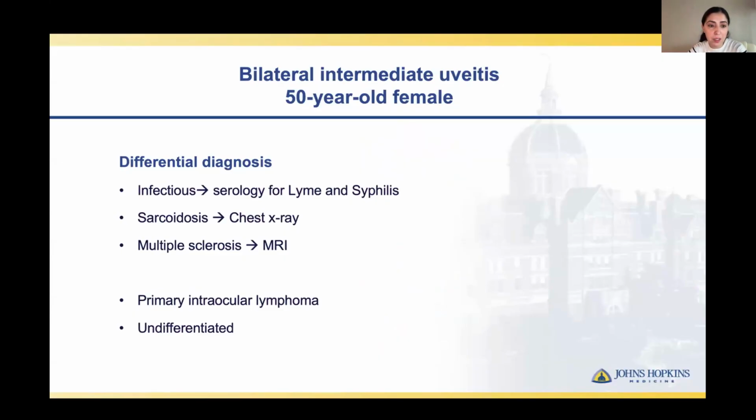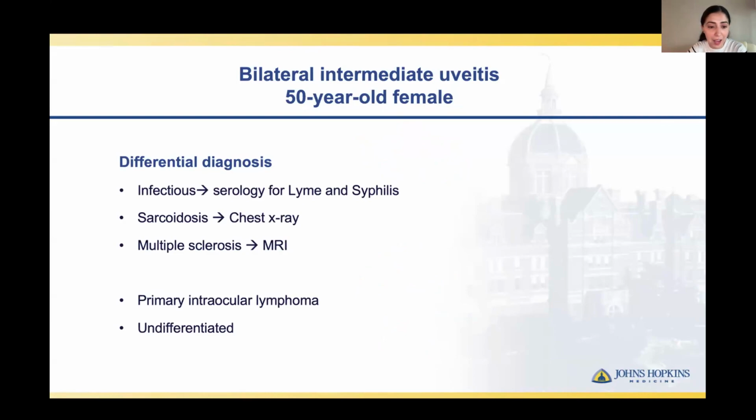Differential diagnoses include mainly infectious etiologies. In the US, we test for Lyme and syphilis. It could also be due to inflammatory conditions such as sarcoidosis, for which we order a chest X-ray, and, while less likely and lower in the differential diagnosis, multiple sclerosis.